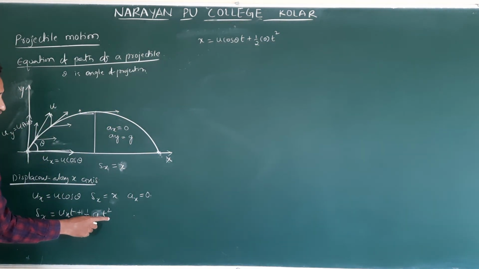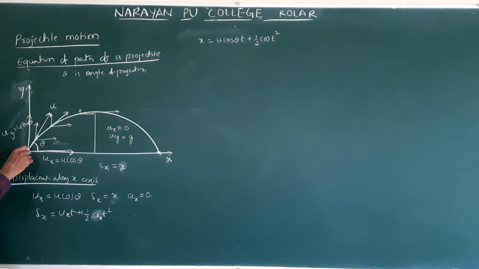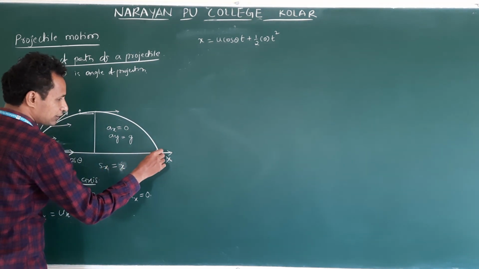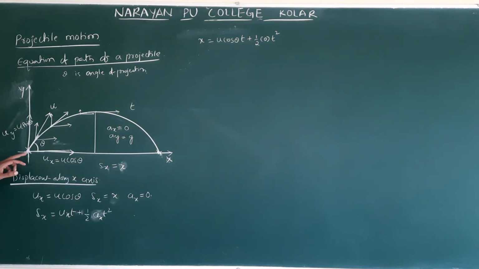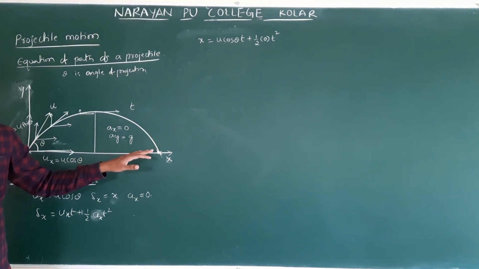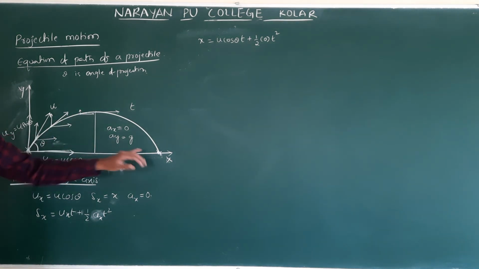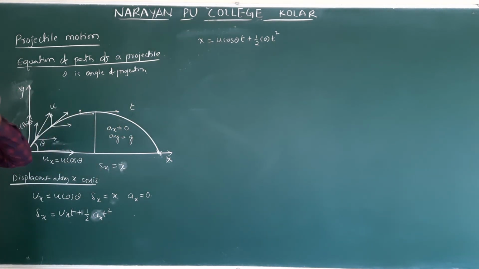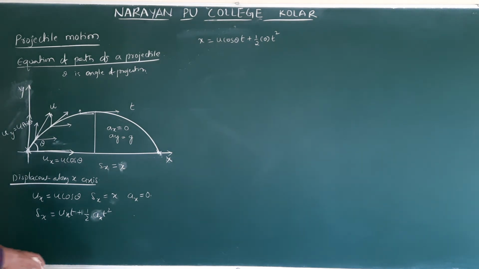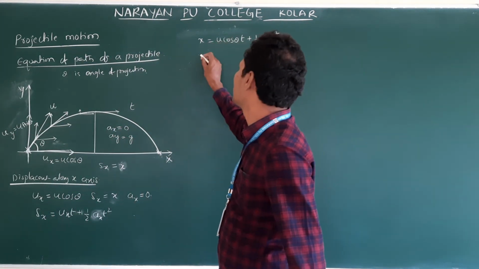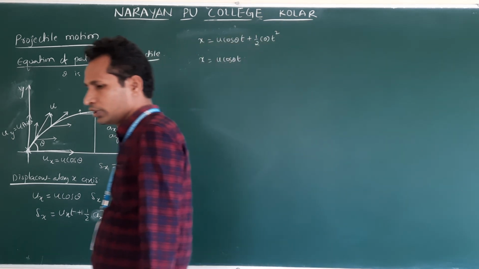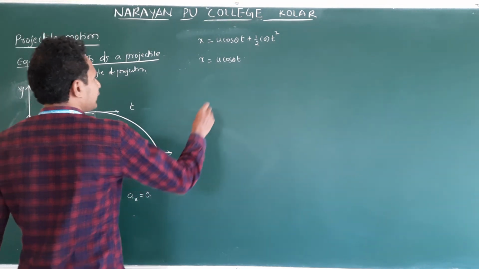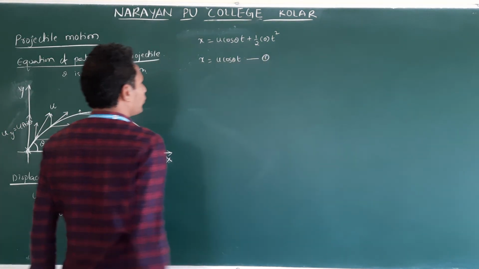Where do we consider this? From the point of projection to reach this point, it takes certain time. Understand? From the point of projection to reach the ground, it takes certain time. To travel from here to here, the time you are considering is t. Clear? So now acceleration along the x direction is 0. This equation will become x is equal to u cos theta t. Clear? So make it equation 1.